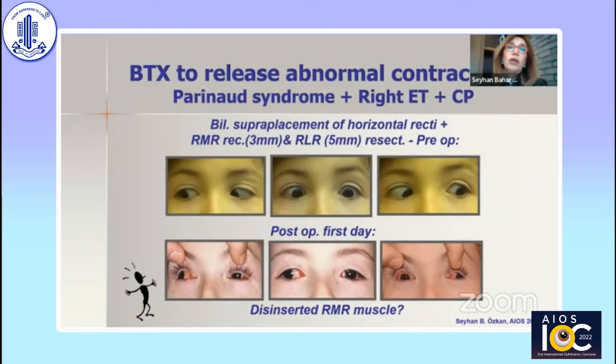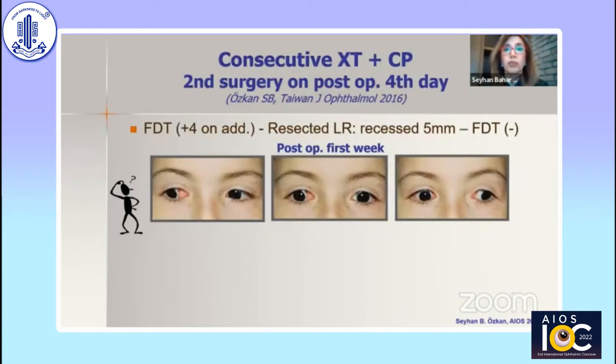So from now on, I will go on with some demonstrative case examples. This child has cerebral palsy and Parinaud syndrome, and she underwent 4 horizontal recti supraplacement in combination with a small recess-resect in the right eye because of this moderate esotropia. And postoperatively, she was found to have a large consecutive exodeviation with limitation of adduction. And I thought that the medial rectus muscle was disinserted. So she was operated again.